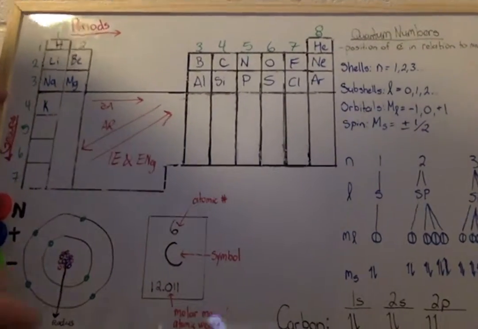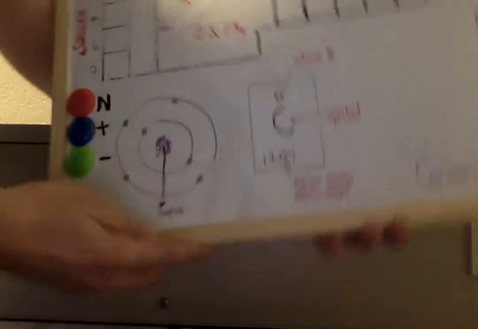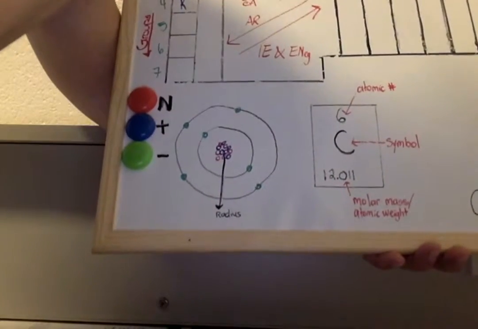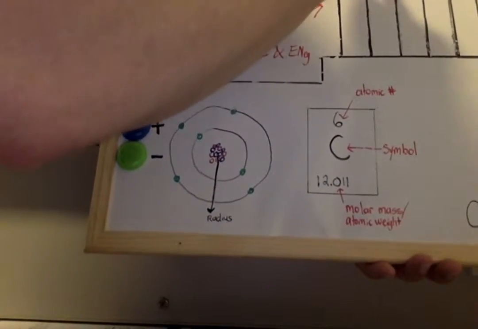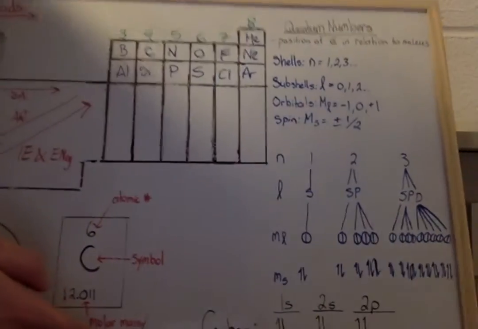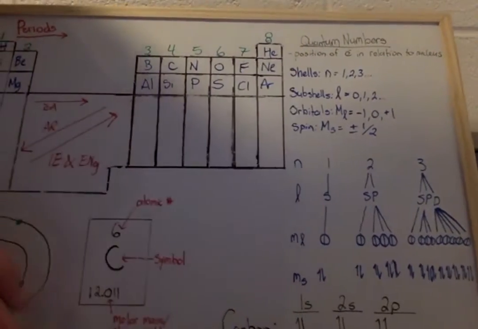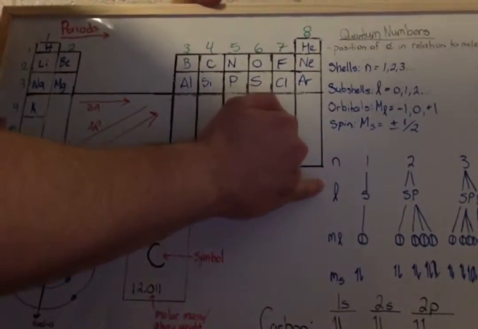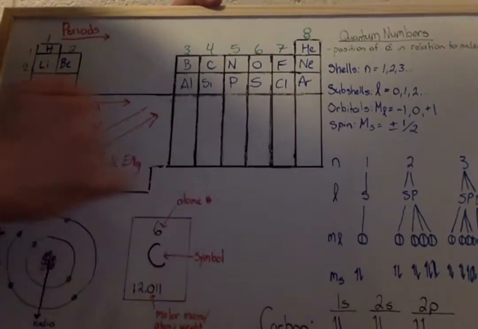To explain this more clearly with our carbon example, if you can see, carbon, as we said, is in group 2. Carbon's N value is therefore 2. Carbon's L value, or subshells, are S and P.